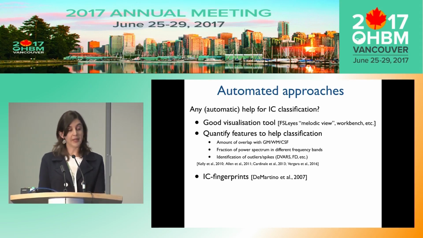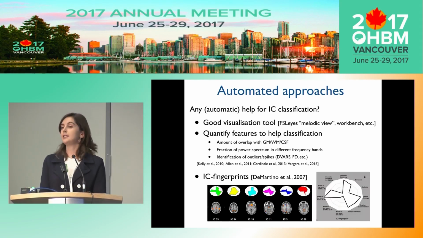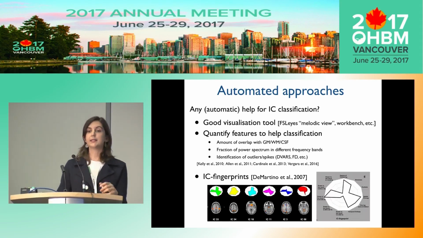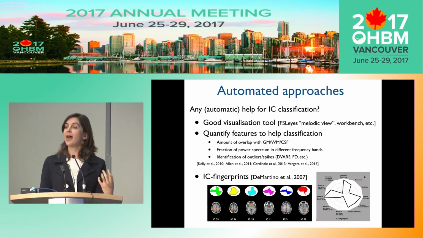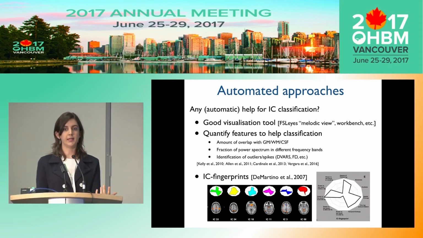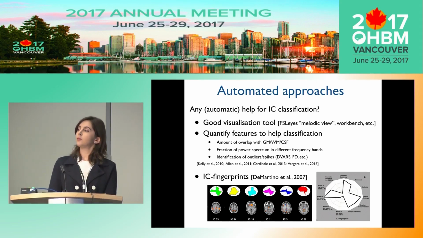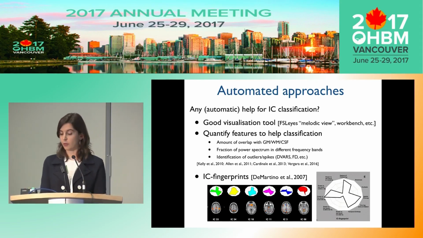A good way of visualizing these features is the one proposed by De Martino and colleagues. They called it IC fingerprints. So they calculated some of these features and plotted them so that you can have a different way of looking at the data, and that could help identify signal and noise components.